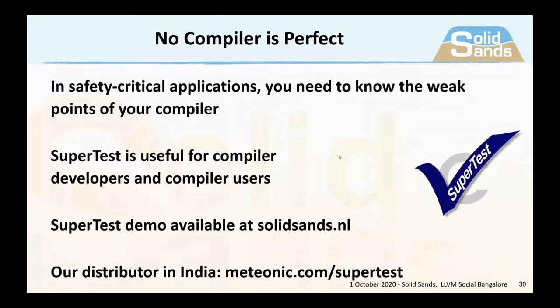So to conclude, no compiler is perfect, not even LLVM compilers. And in safety critical applications, it is very important to know where the weak points of the compiler are, because there should not be any risk that the compiler breaks something, for example, in a car. Therefore, supertest is not only useful for compiler developers to make sure that the compiler is doing the right thing, but also for compiler users, so they can safely use a compiler they are working with.